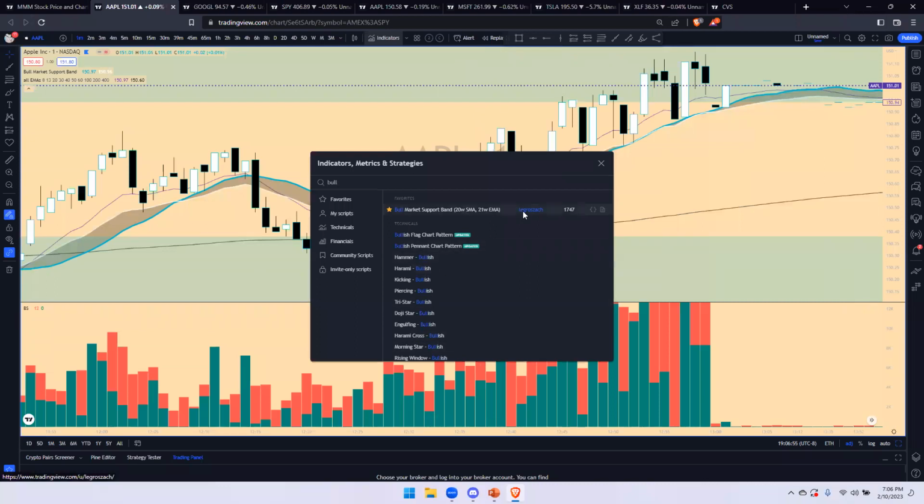First of all, do you have this one by LeGrosSack? Let me see. Yeah, I did see that one. Yeah, grab that one. Hold on, let me take a picture of it. Okay. Bull market support band, right? Yeah. It's just a combination of the 20 SMA and the 21 EMA.